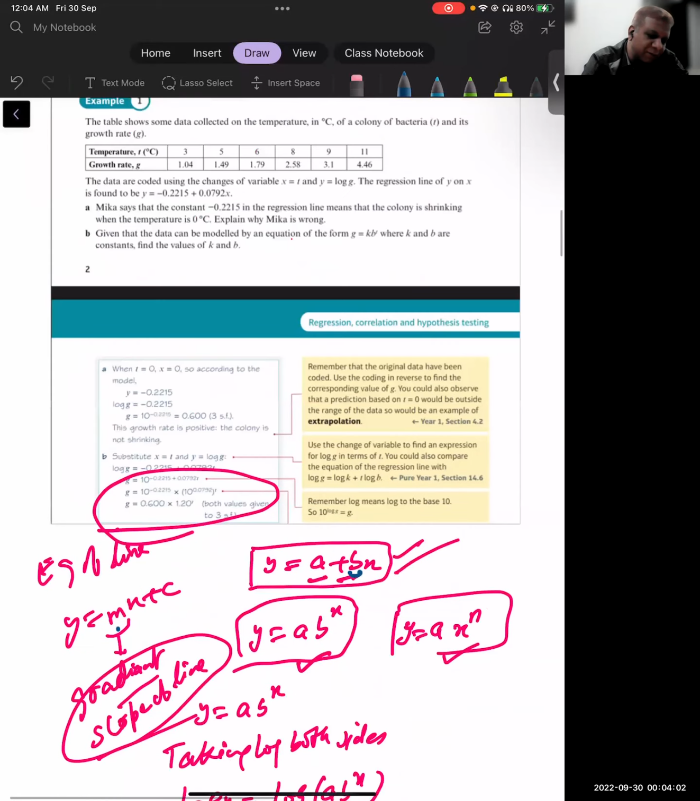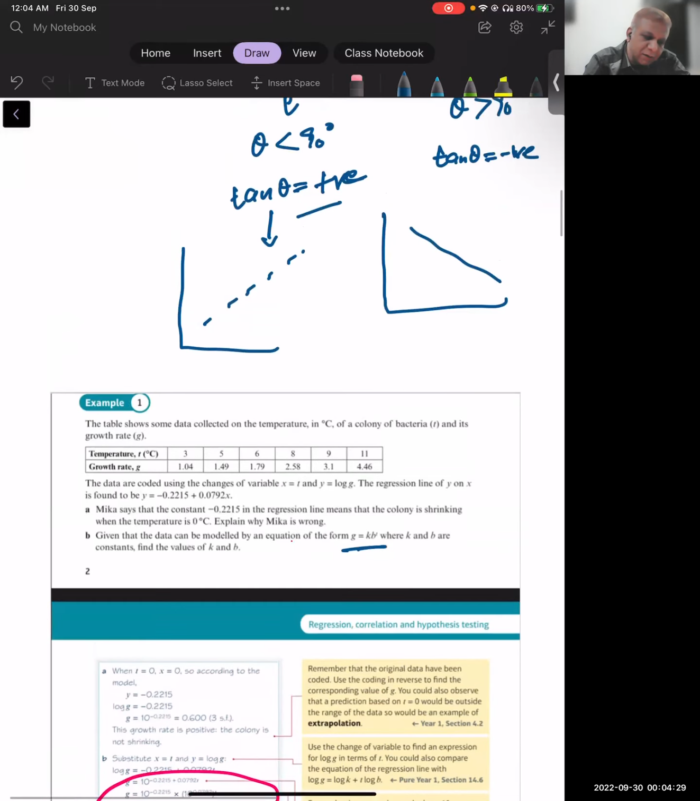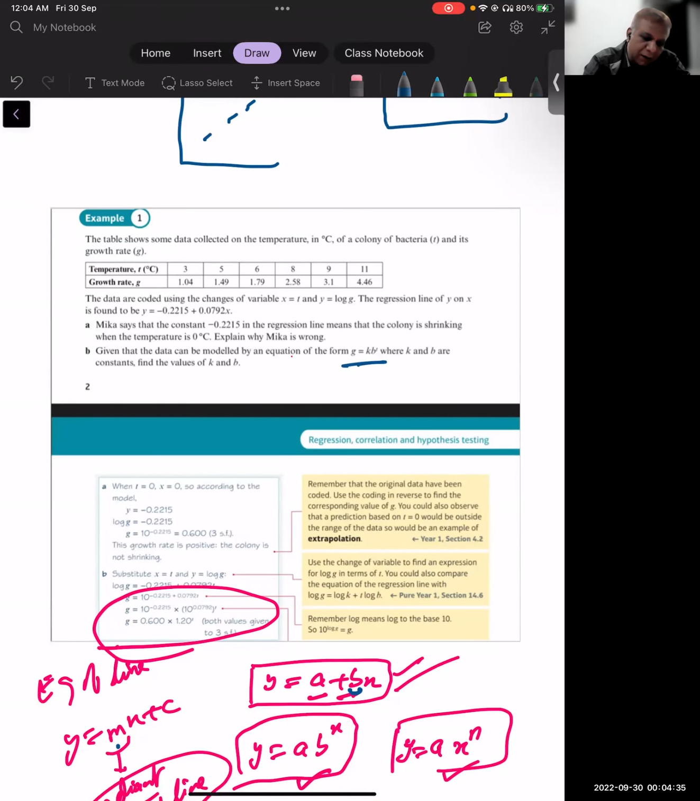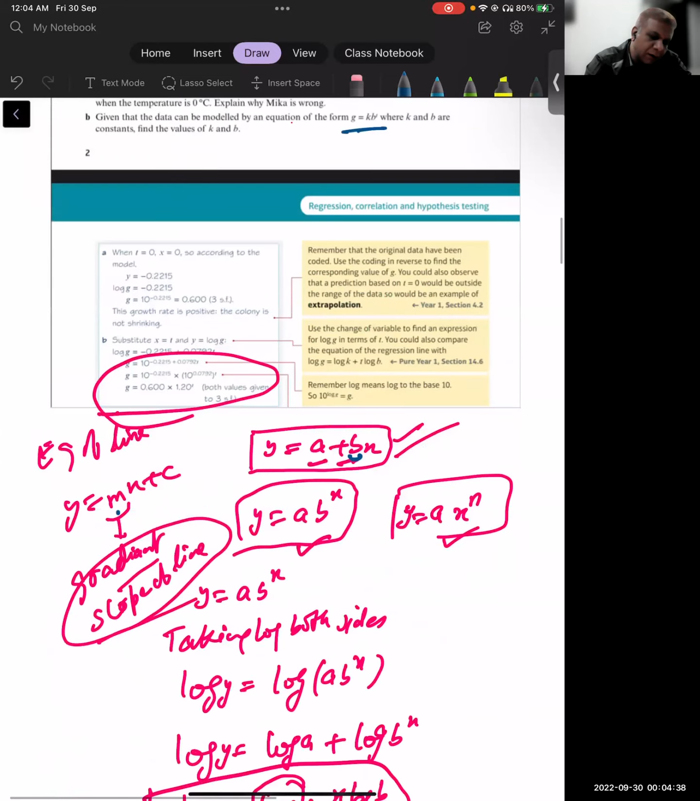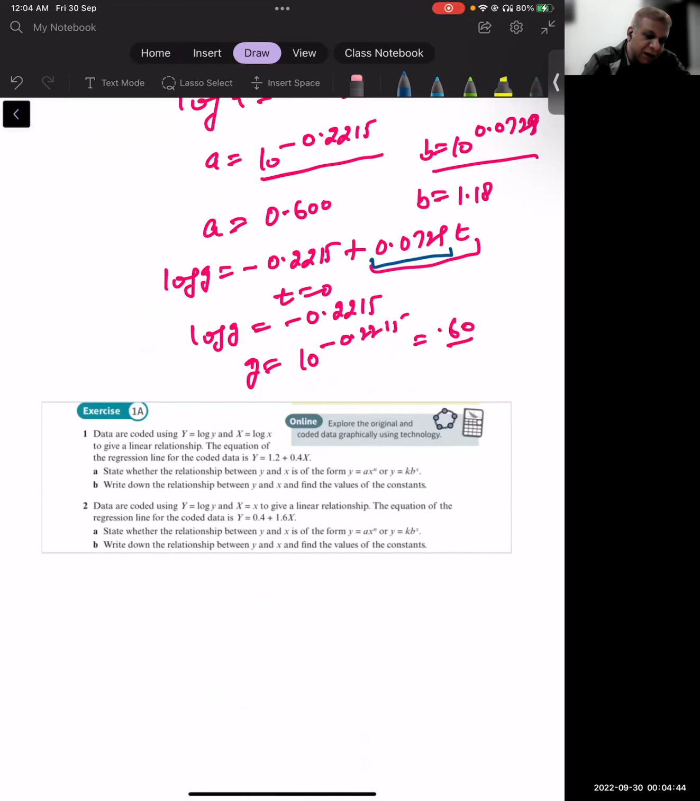So what is the next question asking? Given the data can be modeled by an equation in the form of y is equal to k b to the power t, where k and b are constants. Find the values of k and b, that we have already calculated. Now, if we ask you about the gradient, then we can calculate the gradient by taking log b or b, whatever it may be. Clear? Got the answer? So the first question is clear to you? Okay, now we are going to the first question of chapter 1A. You can see the question.